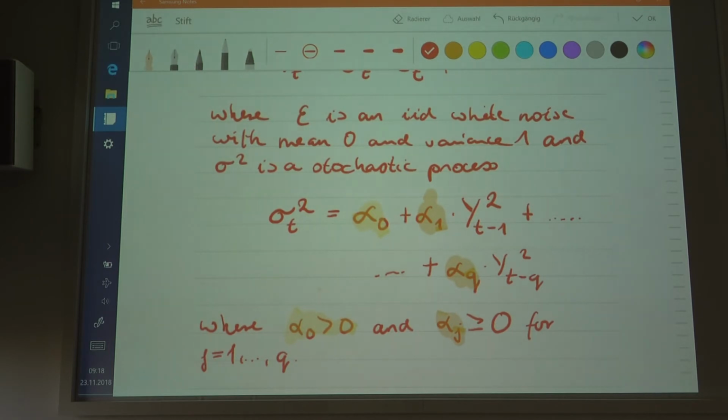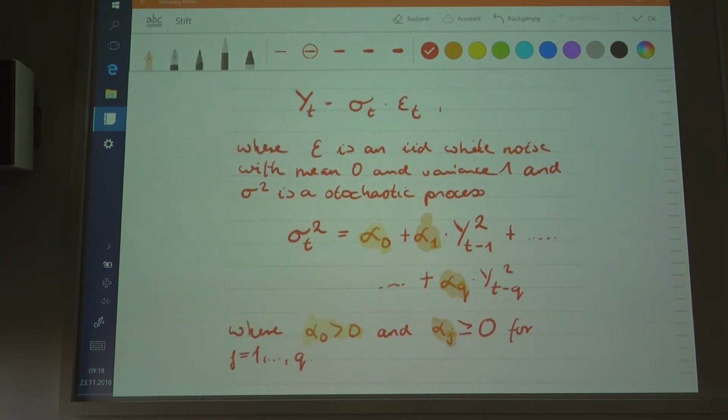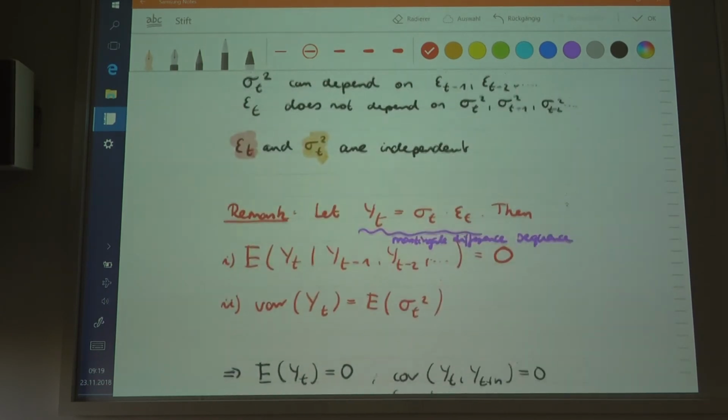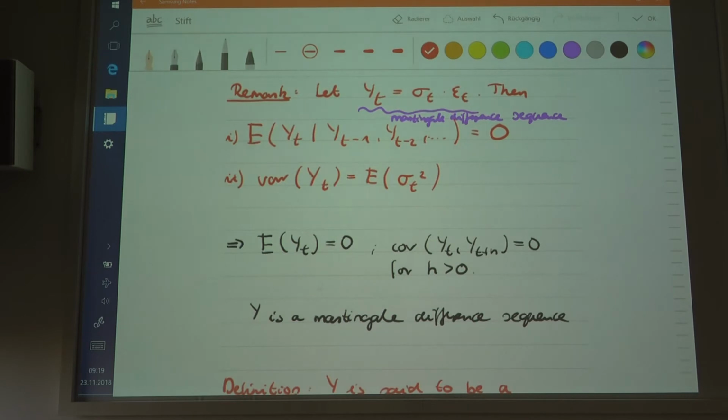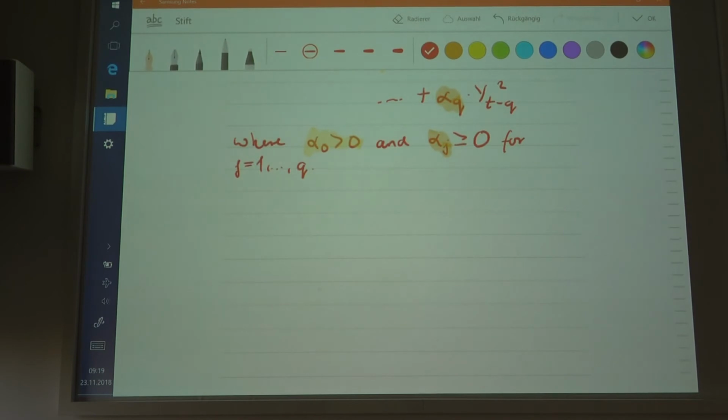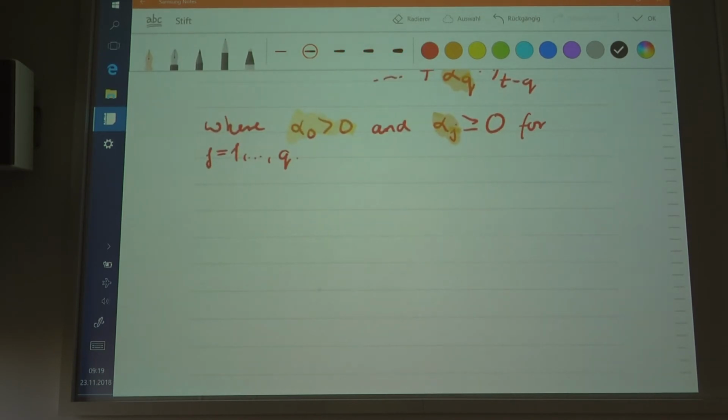Now I'm going to discuss certain properties of the process, but first this is just the definition, and I will also explain what this has to do with conditional heteroscedasticity. So what are the properties of the process? They are listed here, and this is important, so let me summarize them. These will be the first properties.